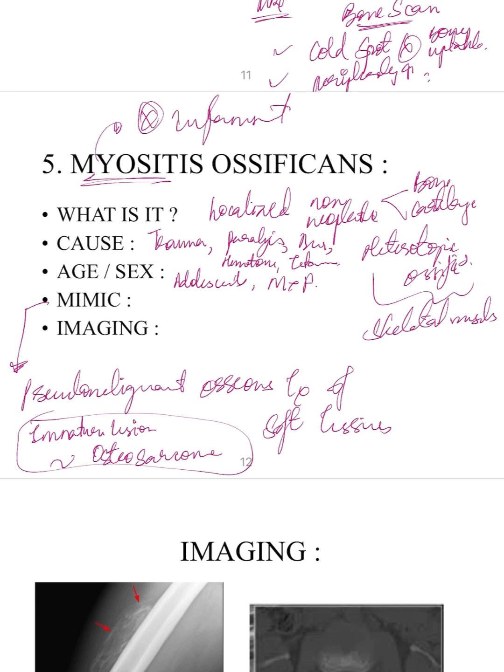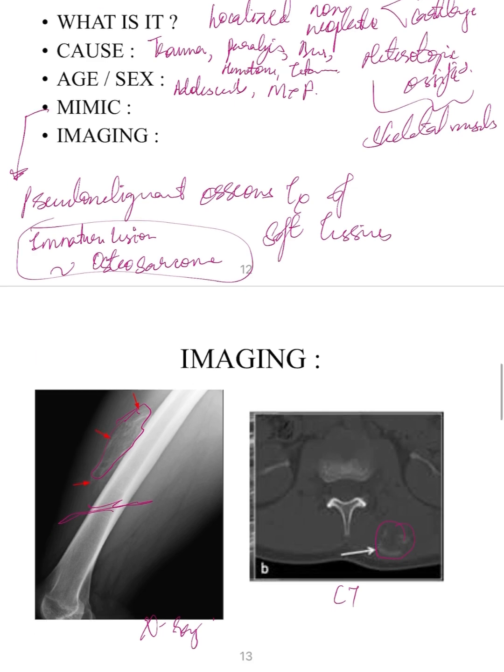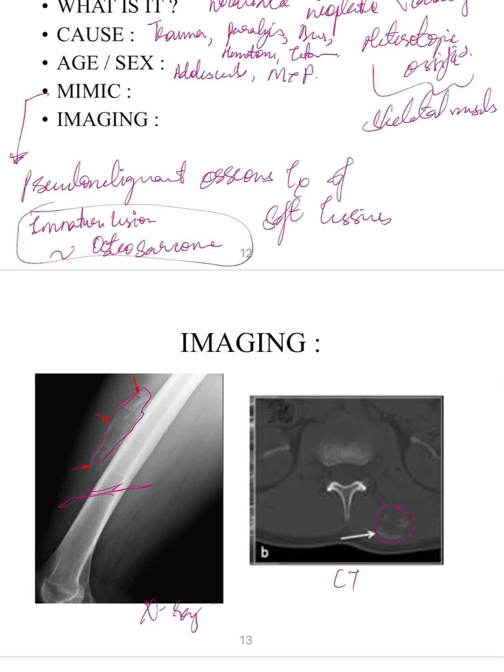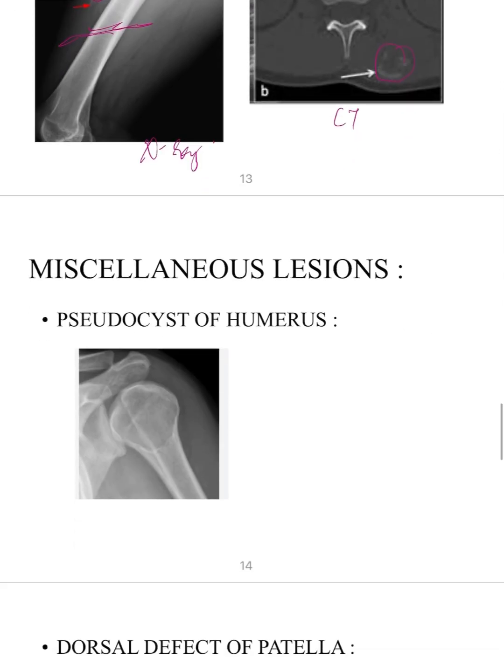Imaging wise, what you will see is heterotopic calcific ossification within the skeletal muscles as seen in CT and X-ray. There might be an associated fracture somewhere where a person has tried to fix it and has caused heterotopic ossification. All your osteopaths. Okay. Other than that, we'll go to the next miscellaneous lesion.